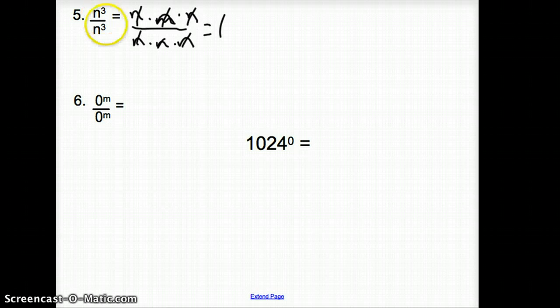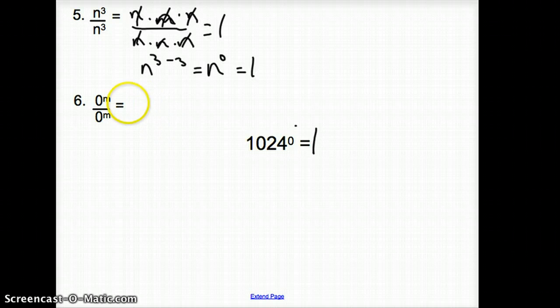Well, what would be our exponent? We would subtract those 3's, right? We would have n to the 3rd minus 3. So we would have n to the 0. So what is n to the 0? Anything to the 0 power is 1. So if we go to 1024 to the 0 power, anything to the 0 power would be 1.